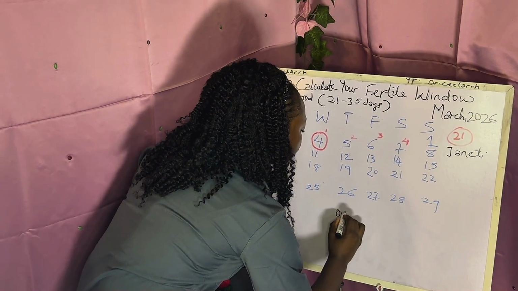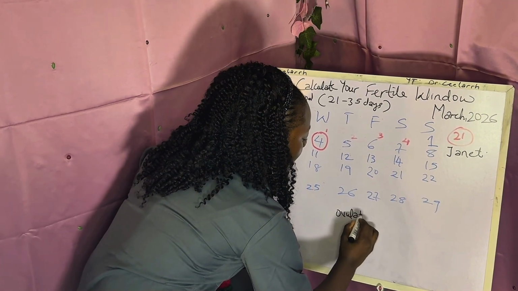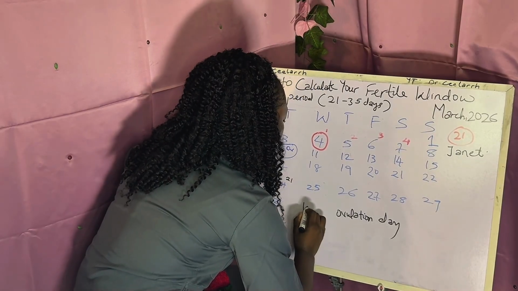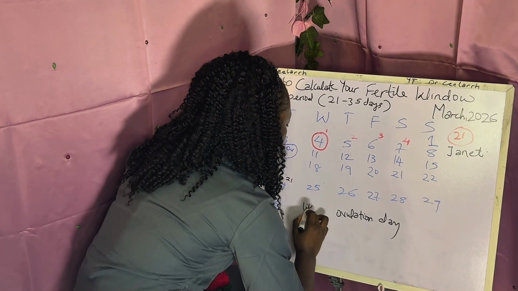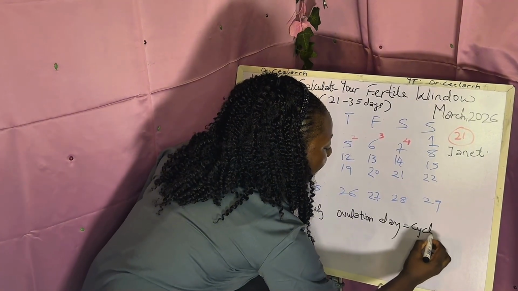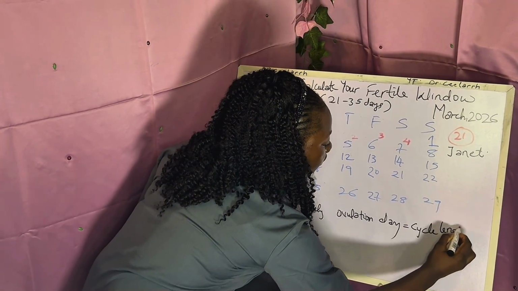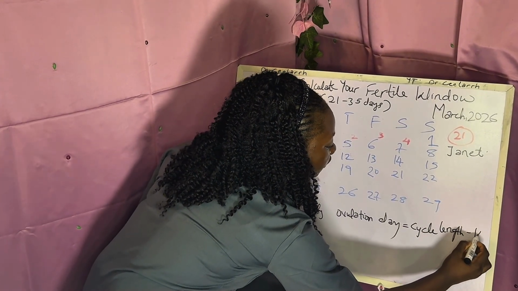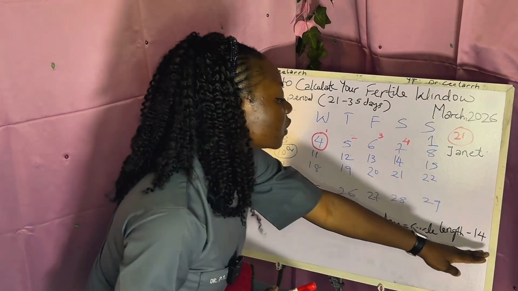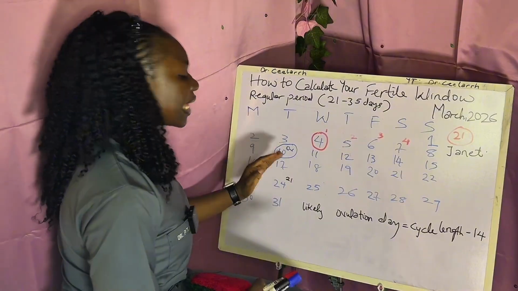So ovulation day, let me just say, predicted or likely ovulation day is equal to cycle length minus 14. So whatever your cycle length is, remove 14, and whatever you get, that is the day you're likely to ovulate.